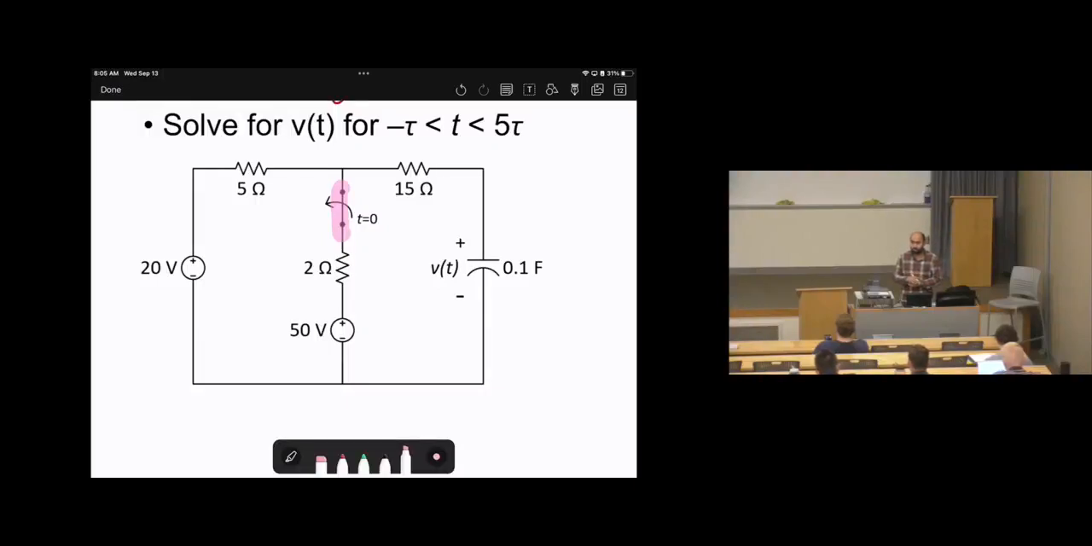If there is no switch, it's not transient, so you need to apply the rule: make the capacitor an open circuit, and the inductor a short circuit. So you need to keep this in mind, okay? Now, with this one, there's a switch, so it's transient.